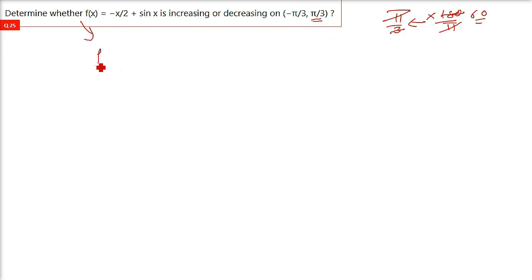First thing what we'll do, we'll just differentiate it. So this f dash x is going to be minus x by 2. This minus 1 by 2 is constant already. So you just have to differentiate x. Differentiation of x is what? It's going to be 1. Sin x will be cos x. So you have cos x minus 1 by 2. So we'll start with cos x.